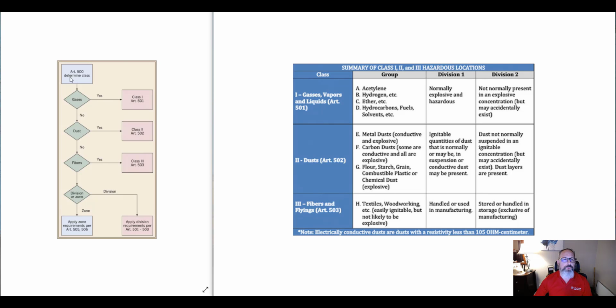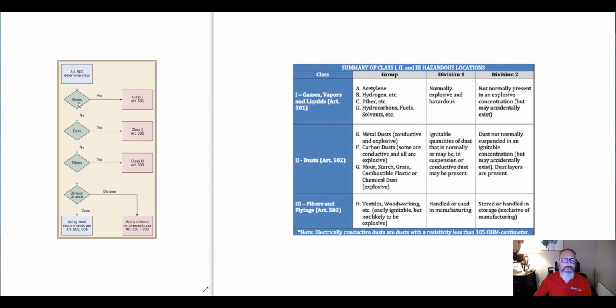So first, we need to go to Article 500 to determine the class. All right, so the class is going to be gas, dust, and fibers. So the first step we need to understand is what's combustible in the area. And it could be a woodworking operation. Well, there's dust. It could be a carbon fiber facility that makes carbon fiber parts. Well, that's fibers. And there could be some dust there too from the carbon fiber dust. And it could be oil and gas. It could be explosive gases that could ignite.